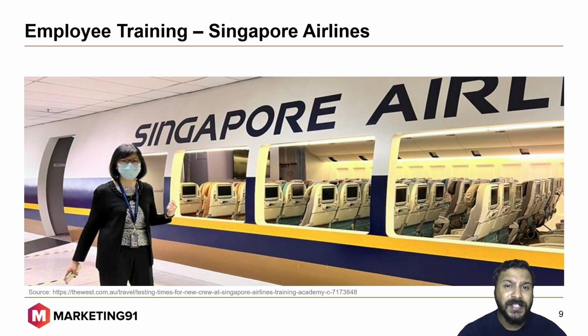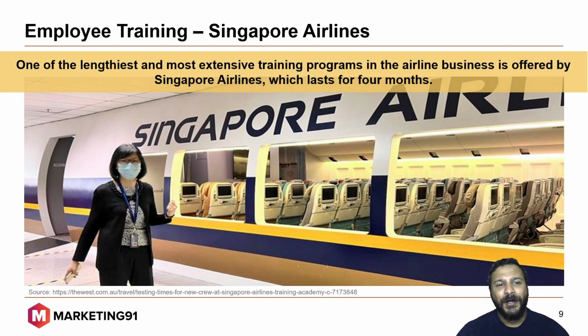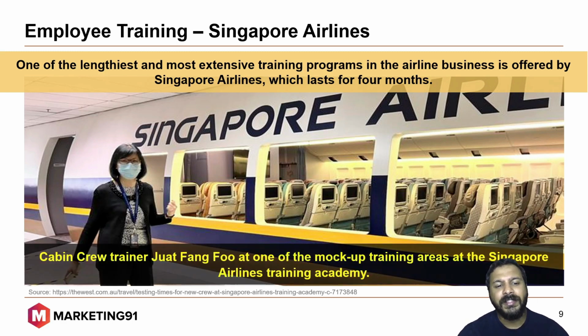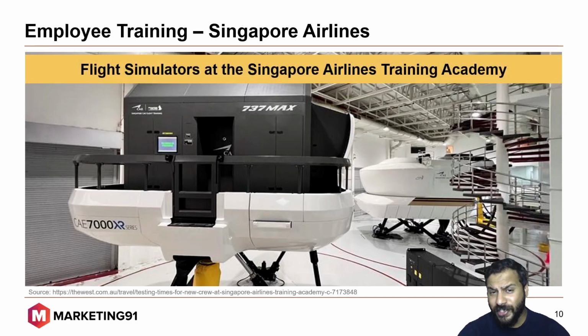Moving on to our next example in the service industry is Singapore Airlines. One of the lengthiest and most extensive training programs in the airline business is offered by Singapore Airlines, which lasts for 4 months. This includes their pilots as well as cabin crew. Here is a photo of a cabin crew trainer at one of the mock-up training program areas at the Singapore Airlines Training Academy. Moving forward, flight simulators at the Singapore Airlines Training Academy.